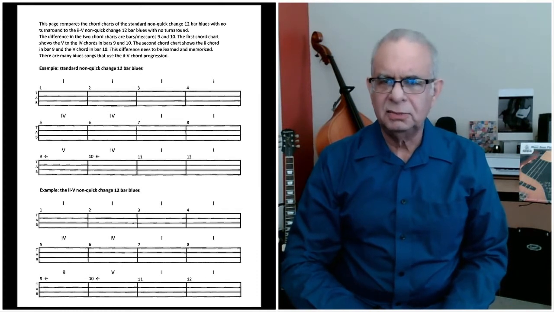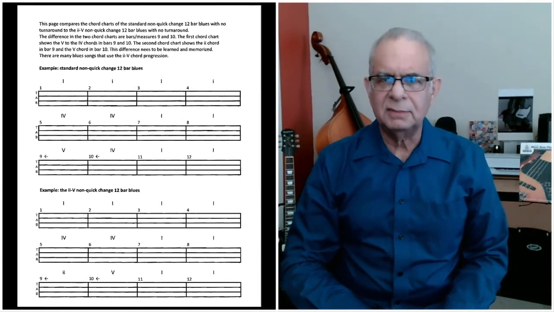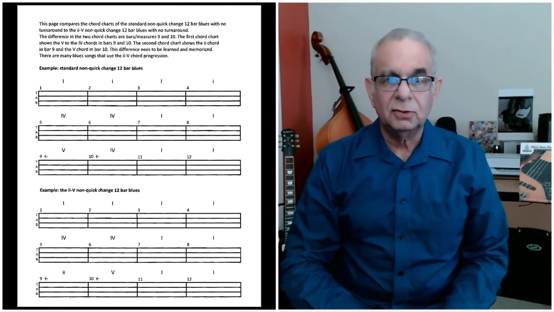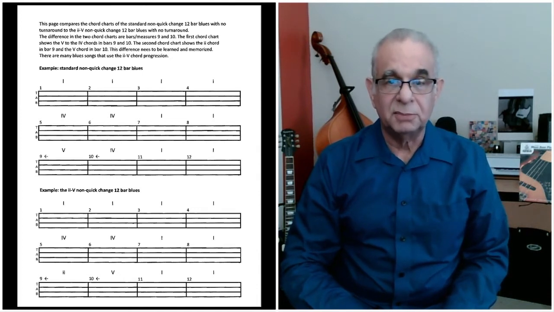T-Bone Walker, B.B. King, Louis Jordan, Amos Milburn, many blues players have songs that use this 2-5 instead of a 5-4 in measures 9 and 10.